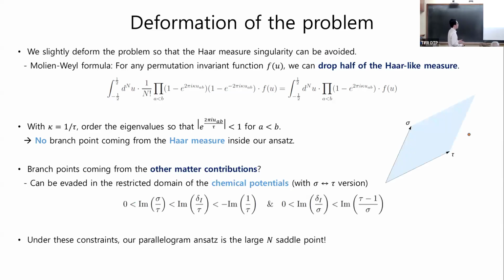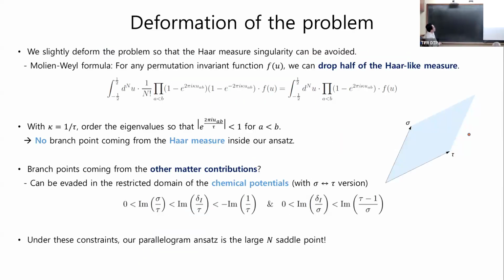And for the other term, we have plenty of vectors, right, from the chiral multiplet and so on. You consider all the branch points coming from other matter contributions, and you can confirm that these branch points can be evaded in this restricted domain of chemical potentials. So if we assume this inequality between the chemical potentials, all the branch points of the integrand can be put outside of our parallelogram region. Under this constraint, our parallelogram ansatz works well, and it is the Lorentzian saddle point.